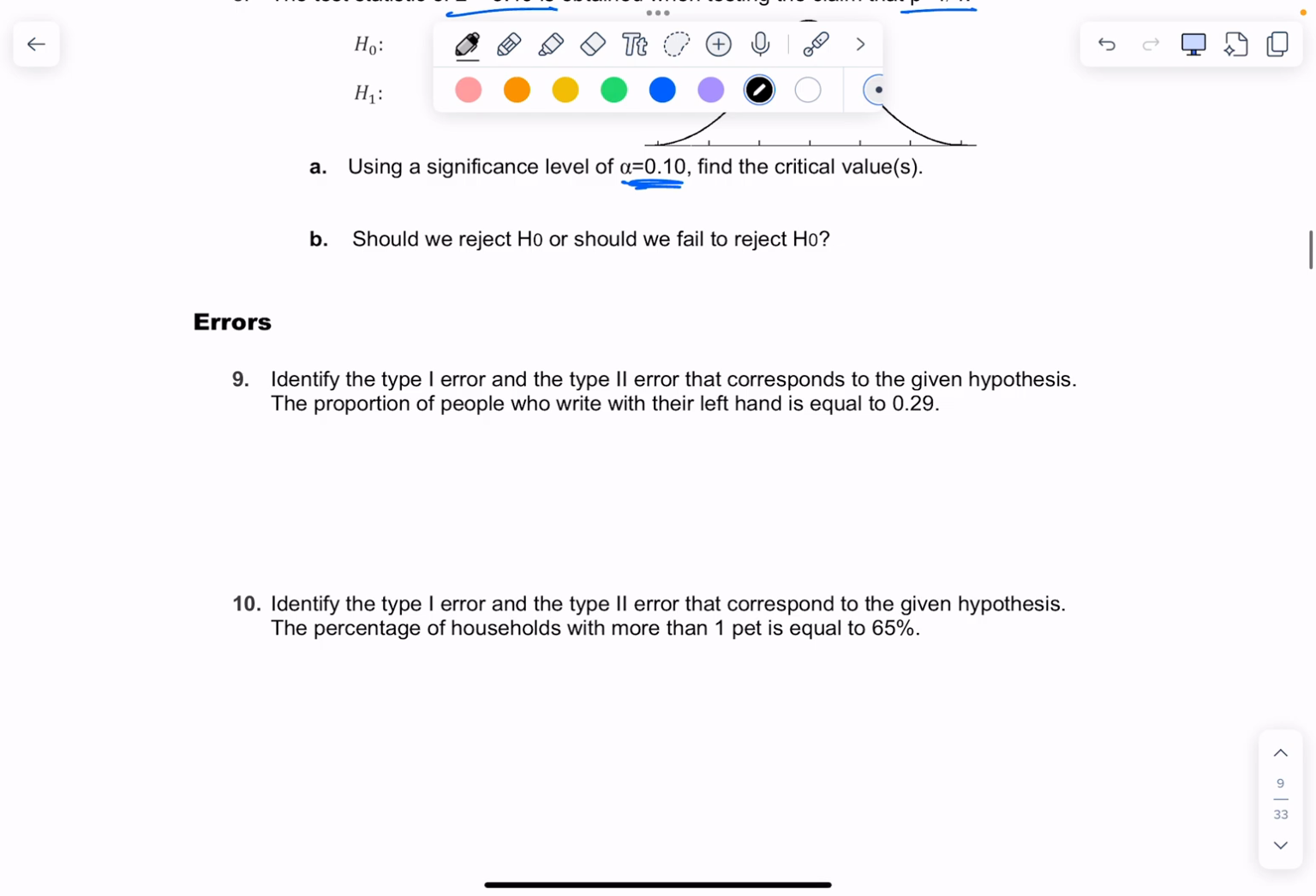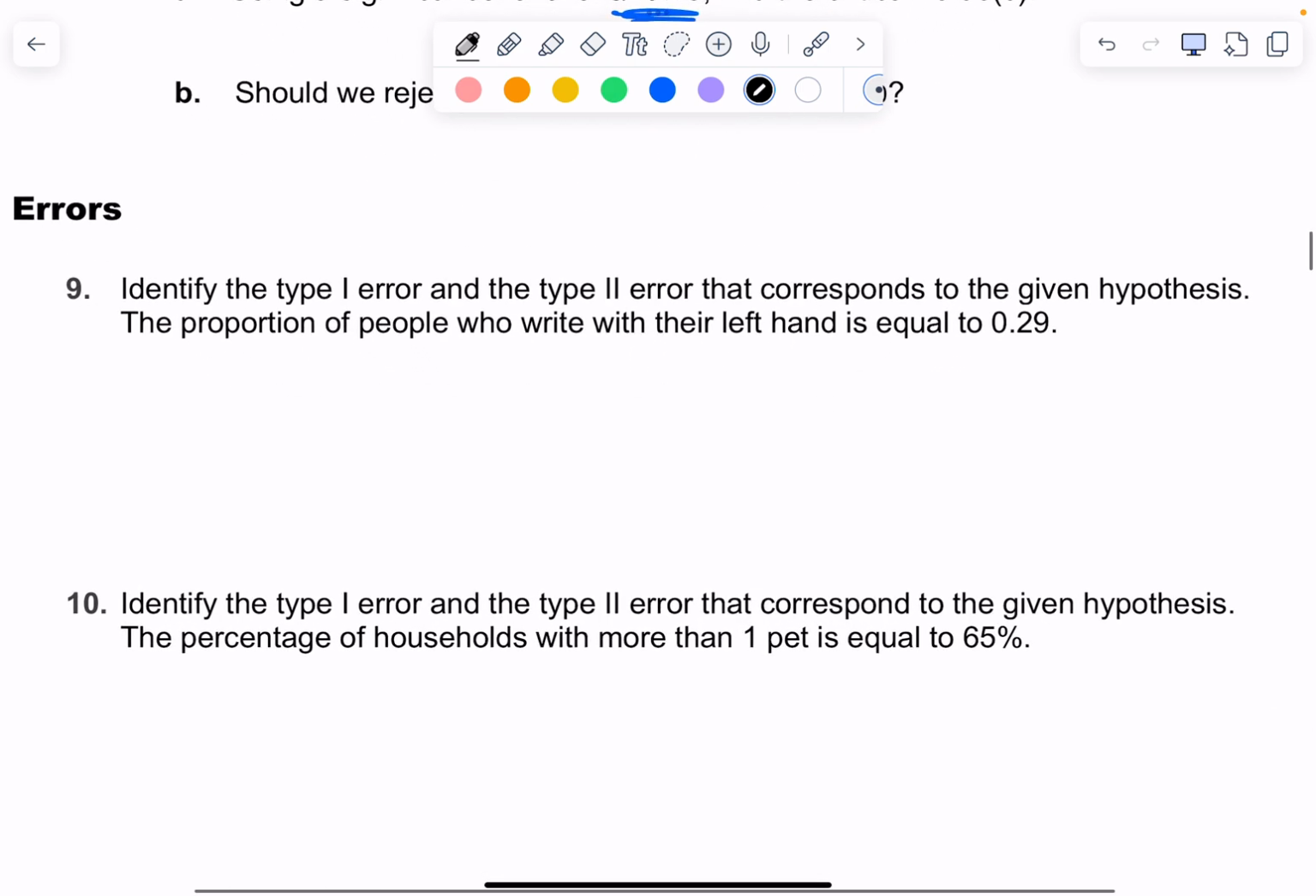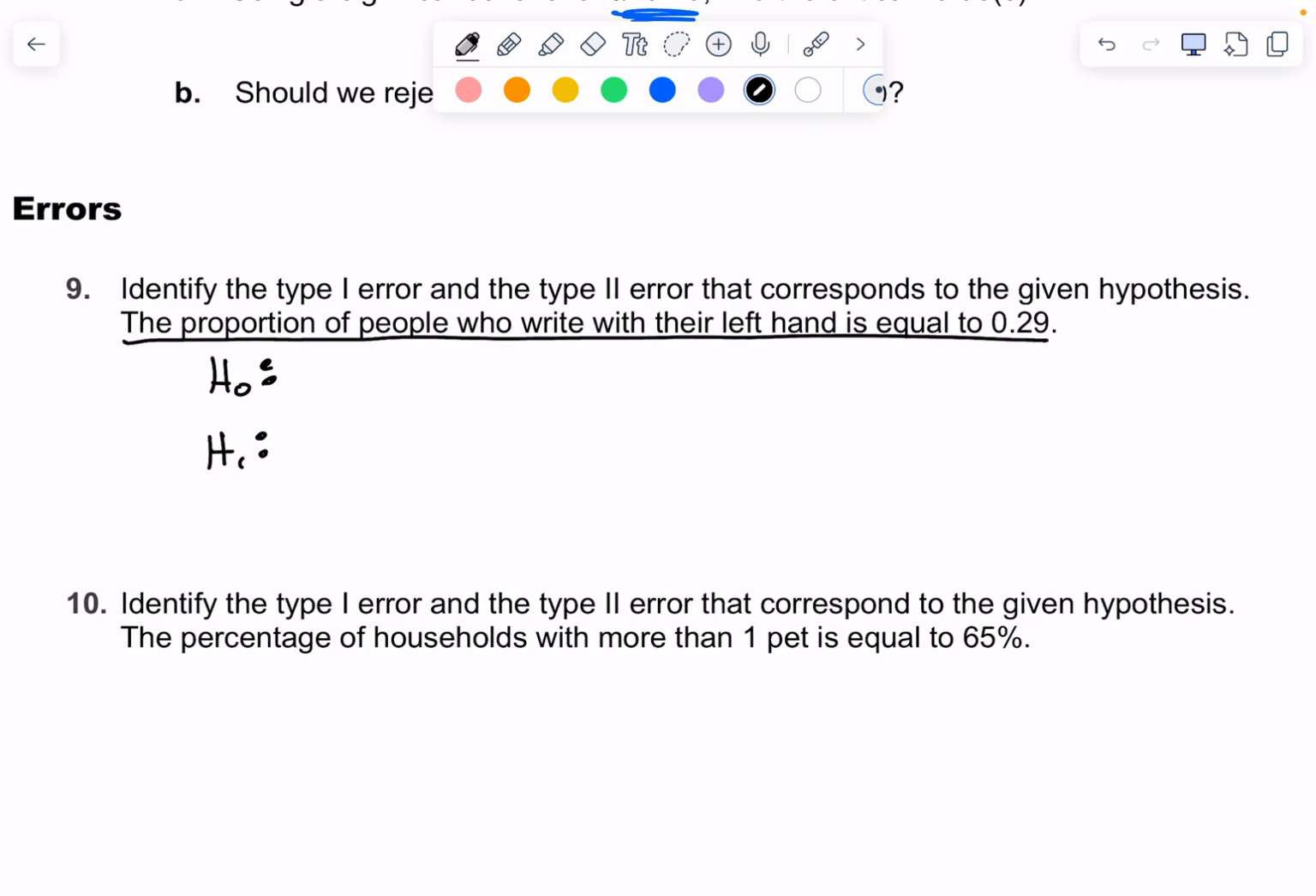Numbers 9 and 10. Null hypothesis, alternative hypothesis. Here we go. I'm looking at the second sentence. It says the proportion of people who write with their left hand is equal to 0.29. What would H naught look like? P equals 0.29. H1: P is not equal to 0.29.